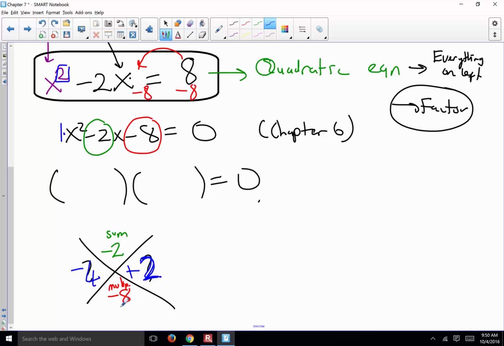Do you agree? Can it be positive 4, negative 2? No, the sum should be negative 2. So the big one should have a negative sign. Negative 4 is the right choice. So it is x negative 4, x positive 2. Okay?